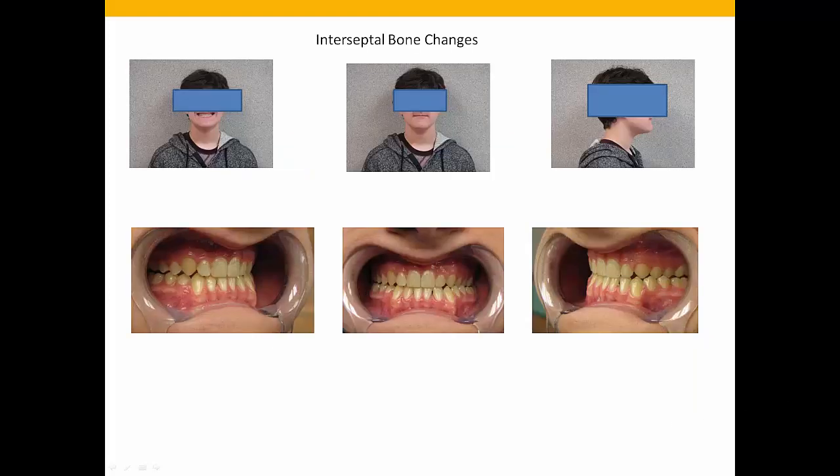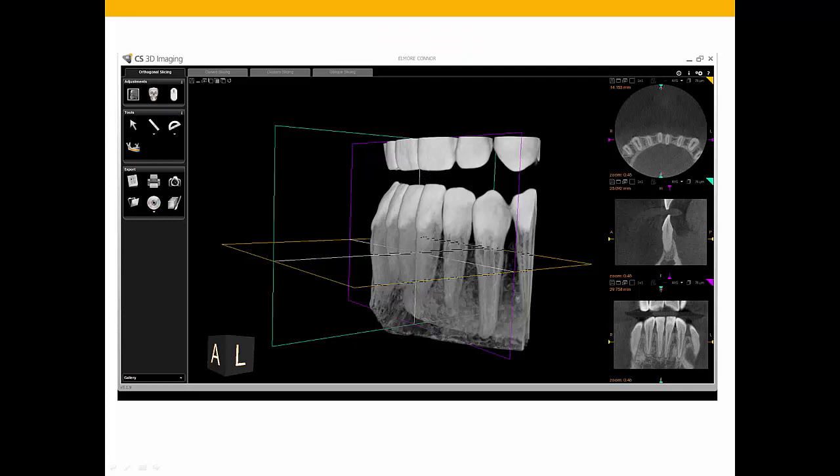This case was a class 3 growth case. They didn't want to do surgery. We were trying to correct it as best we could using orthodontics, and you can see from the photographs that the teeth were lingually displaced. Take a look at its cone beam CT. You can see how upright the teeth are.